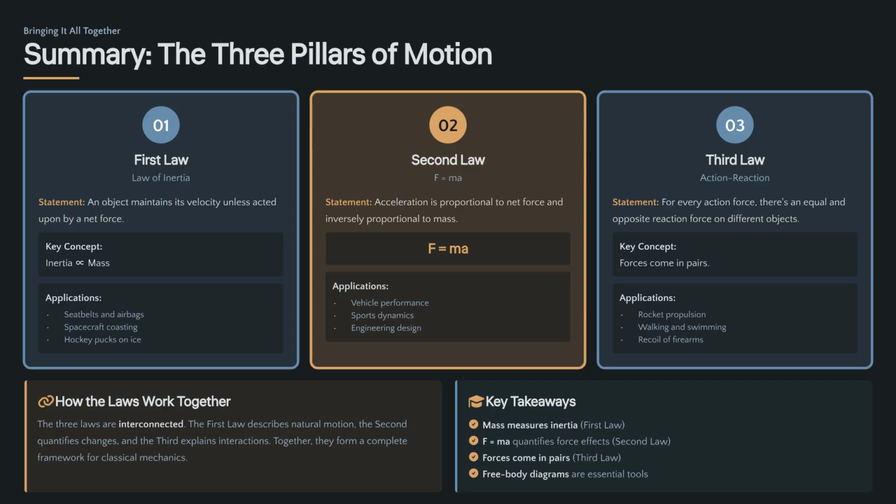In summary, the first law covers inertia, the second law gives us the quantification F equals ma, and the third law explains how forces come in pairs. These three laws are interconnected, providing a complete framework for classical mechanics. Mastering FBDs is key to applying them.